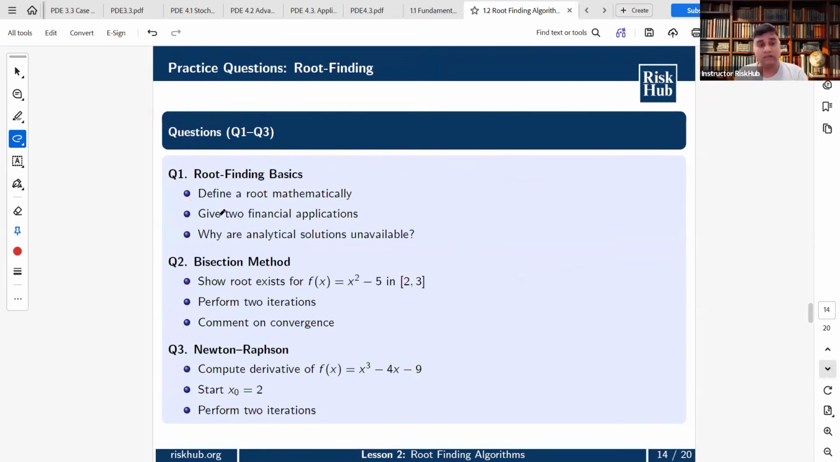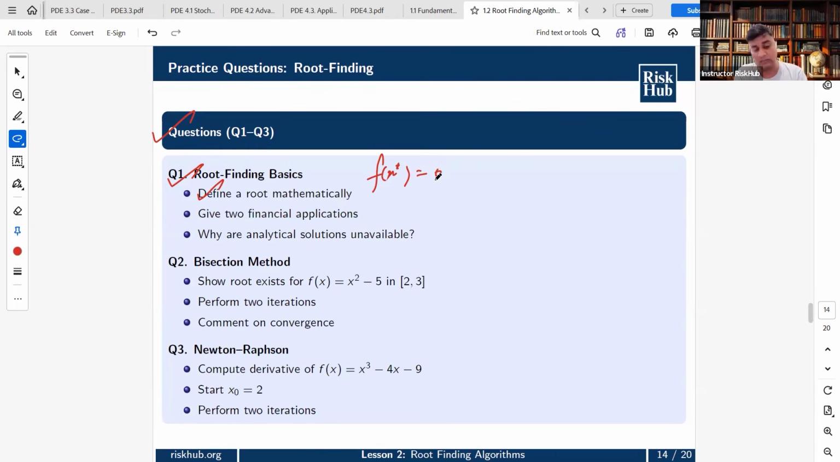Okay, then we have questions 1 to 3. Question number 1, root finding basics. Define a root mathematically. A root is a value x* such that f(x*) equals 0. Here x* means the solution value. In a financial application such as bond pricing, the root is the yield that matches the market price. In option pricing, the root is the implied volatility that matches the market option price.